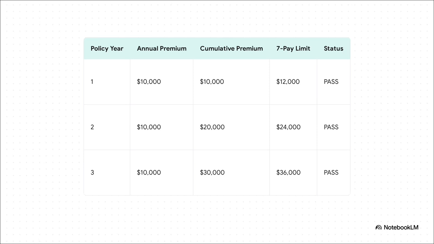And the 7-pay limit column, that's our fill line. So in year one, we pour in 10 grand. The fill line is 12 grand. We've got plenty of room. Pass. Year two, we add another 10, so our water level is up to $20,000.